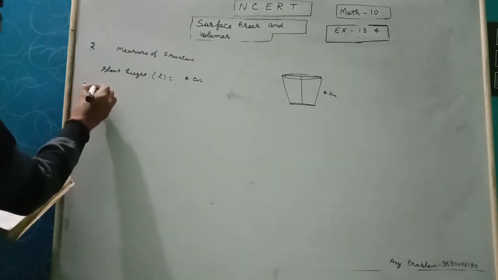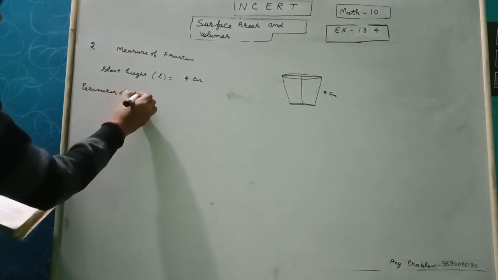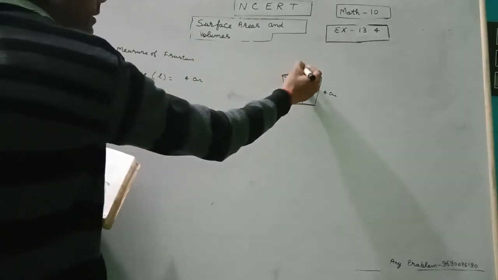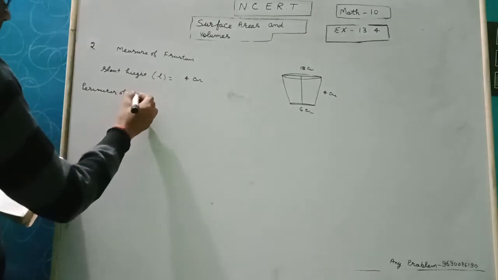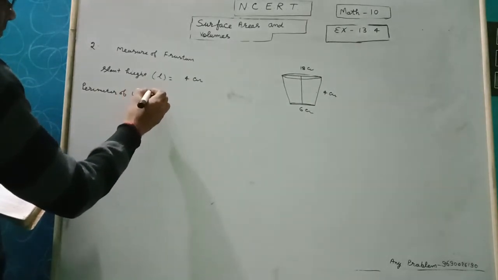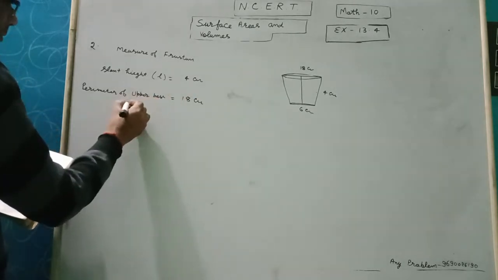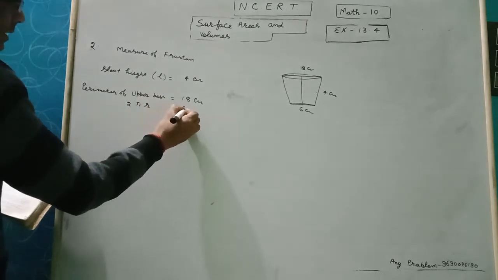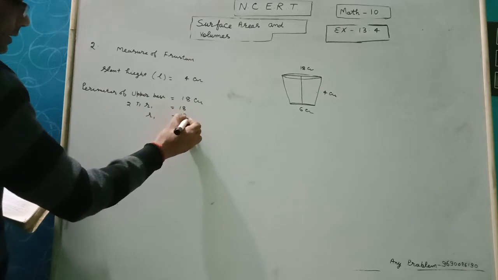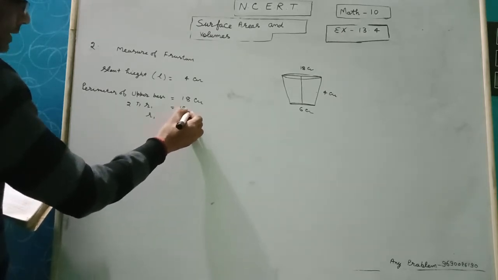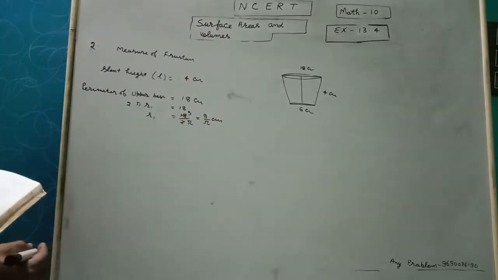Perimeter or circumference: the perimeter of the upper end is 18 cm and the lower is 6 cm. 18 cm, 2 pi r equals 18, so r1 is equal to 18 upon 2 pi, 2 nines are 18, 9 upon pi cm will be the radius of the upper base.